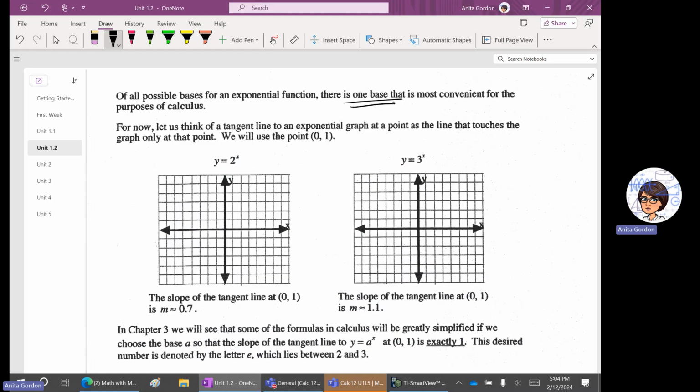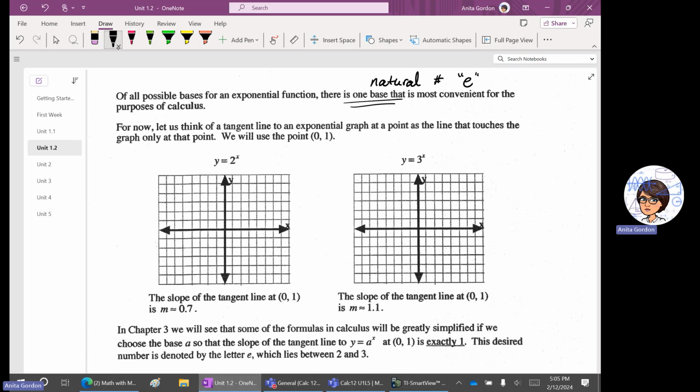All right, for all the possible bases of the exponential function, there is one that is the most convenient when we are going to be working with calculus. So let me show you kind of how we get to that natural number, if you have heard of it before, the natural number e. Essentially how they got this number is by looking at the slope of the graph at different points. So sorry, with different bases.